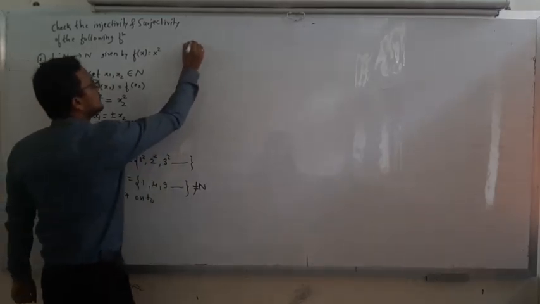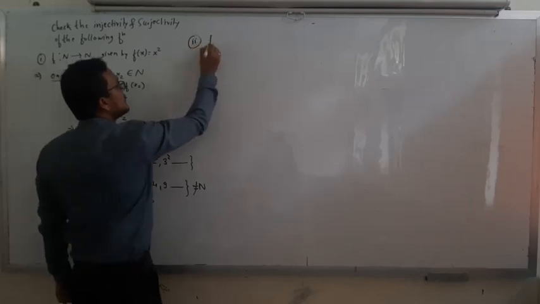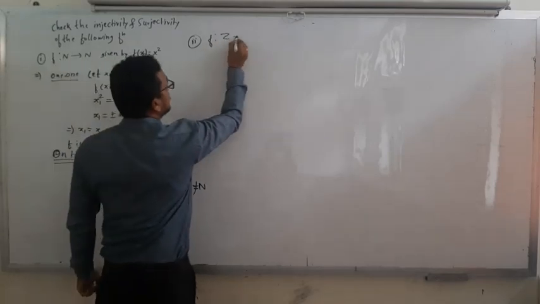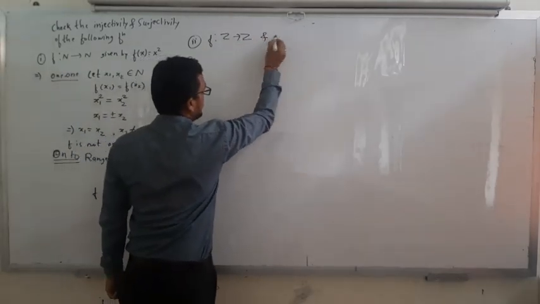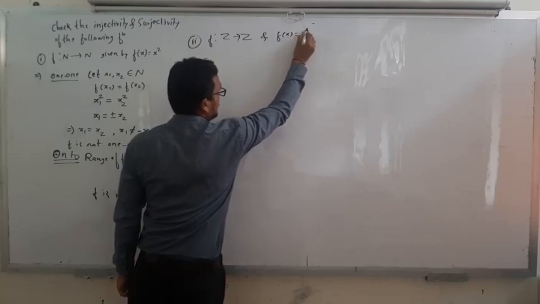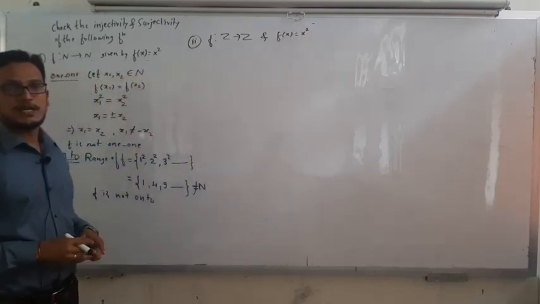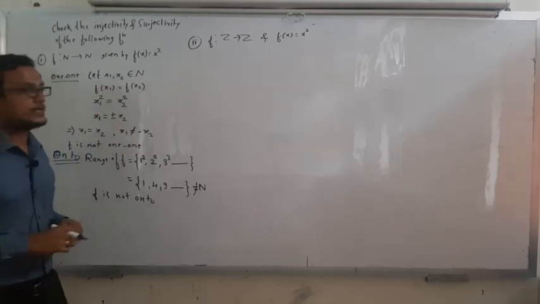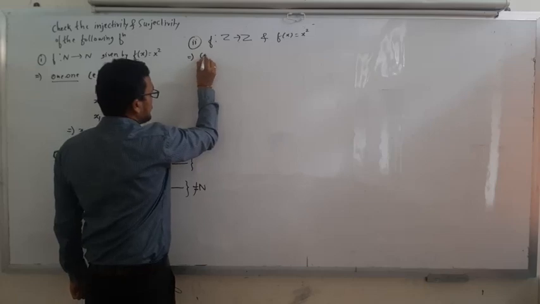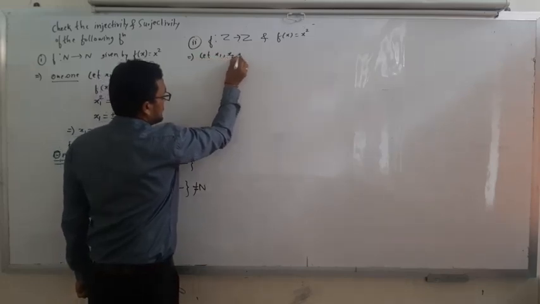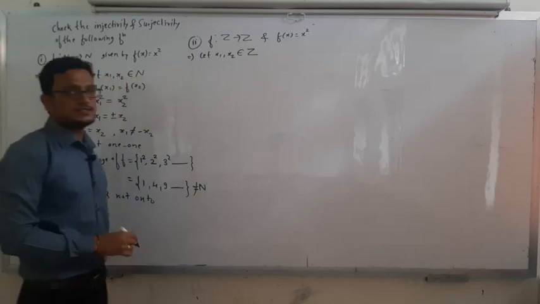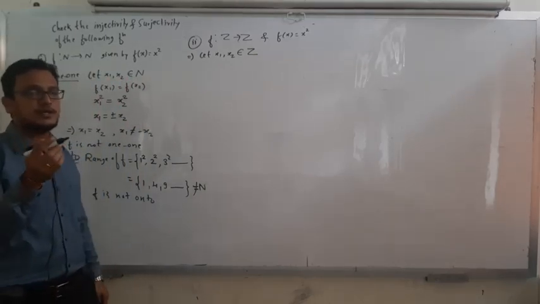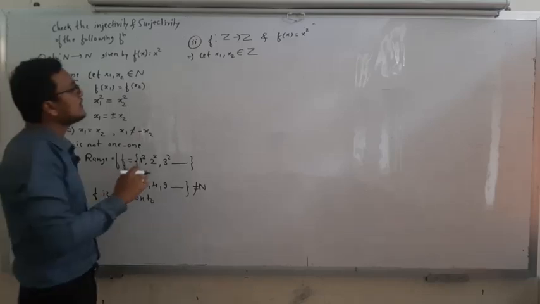Now we will have the second question. Suppose f is a mapping from Z to Z and f of x is x square again. The same part you have to calculate again here. So let us start again. Let x1, x2 belong to the domain. Here the domain is Z. Z is the set of integers. Integers means it contains 0, plus or minus 1, plus or minus 2 and so on.